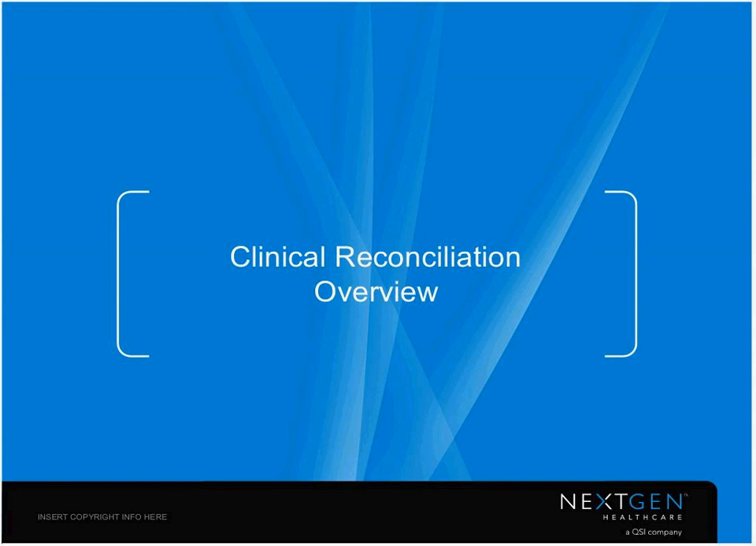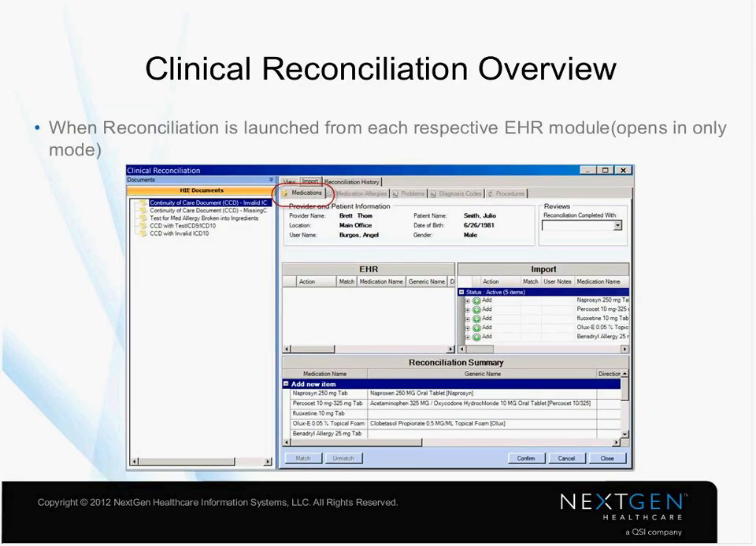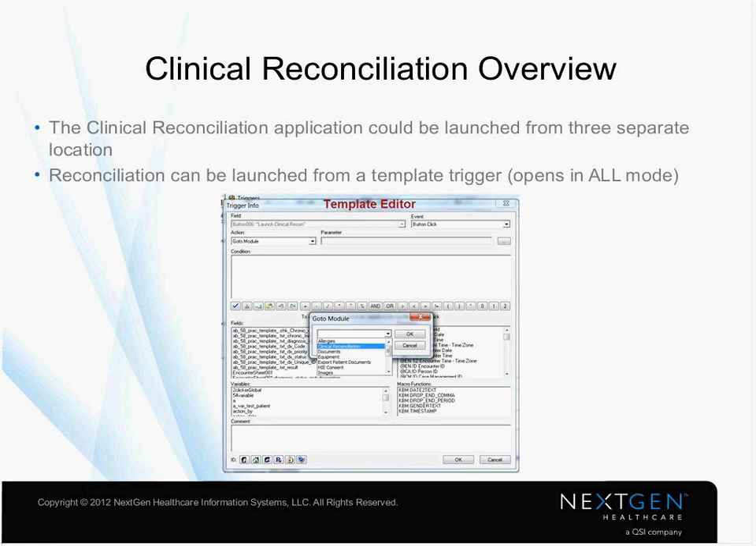Guys, earlier there were 3 ways of launching the clinical reconciliation utility. Here's an example or an overview of it. You'll see that in this particular example, we added a button to the actual template. From that button, our action is go to module. On go to module, you'll see there the clinical reconciliation utility. You click on OK. It's going to open in all mode, as I mentioned previously.